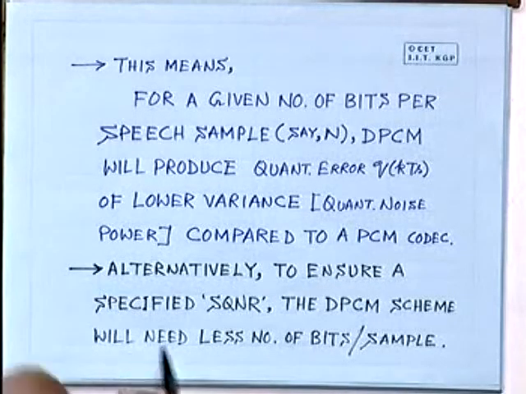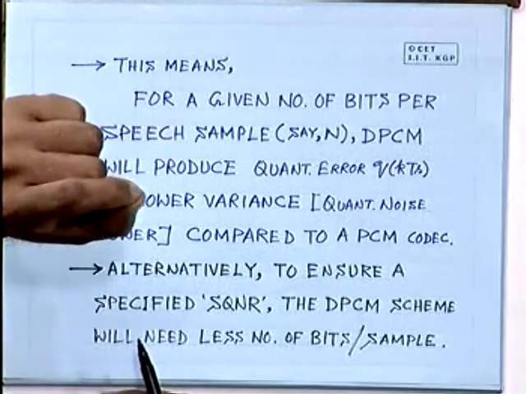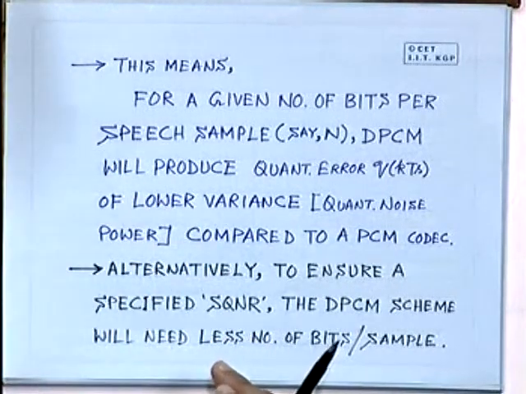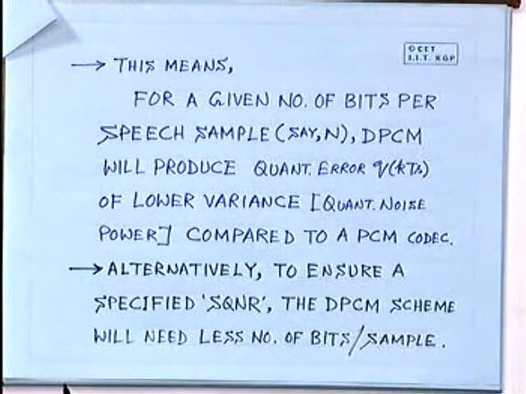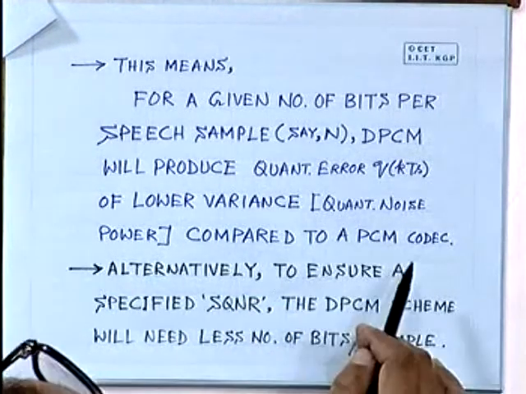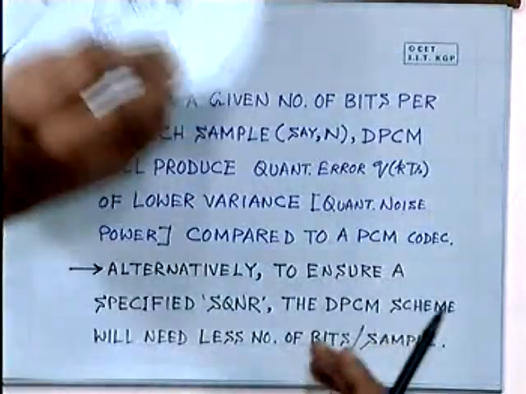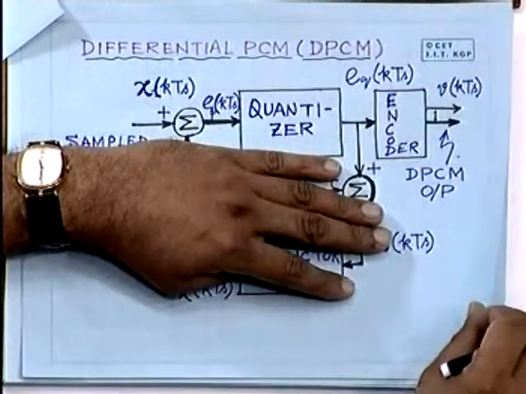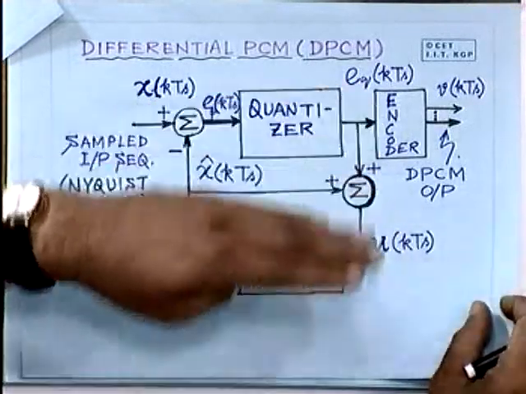the variance of the error signal which goes into the quantizer is much smaller compared to the input speech samples. So for a given number of bits per sample, you can now quickly compare a PCM scheme with the same quantizer as I noted in today's diagram, which uses say n bits to represent one sample. For that kind of quantizer and encoding scheme, the DPCM will produce a quantization error q(kTs) whose variance will be much lower compared to that of a PCM coder. If I had thought of a PCM coding scheme using this quantizer and this encoder for the input speech samples, whatever would be my quantization error variance, it will now be much less for the corresponding DPCM system.